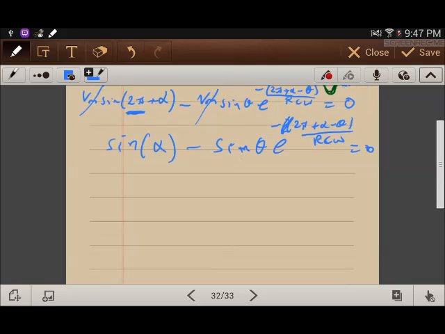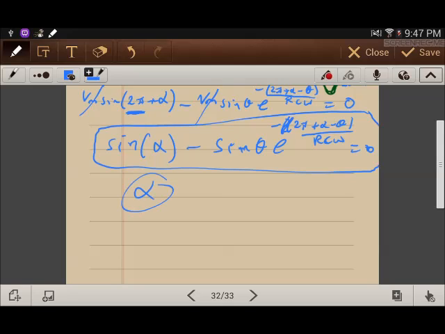So this is used to find alpha, and it can only be found using a numerical solution.